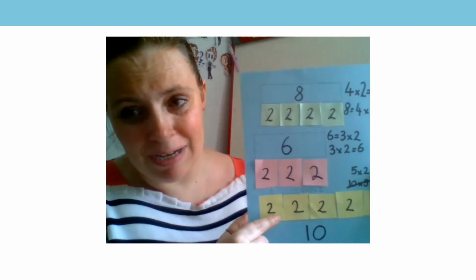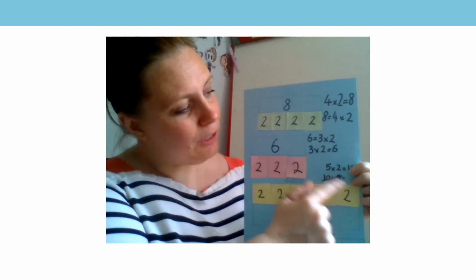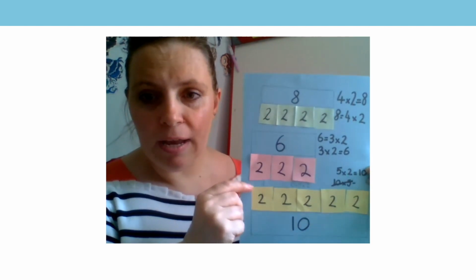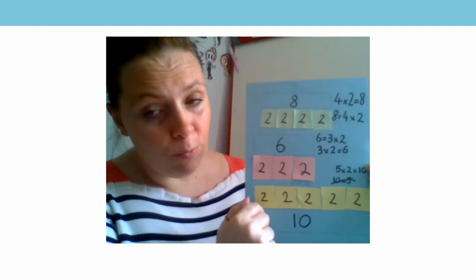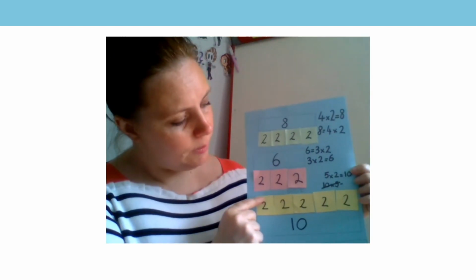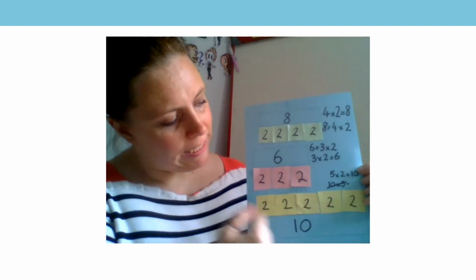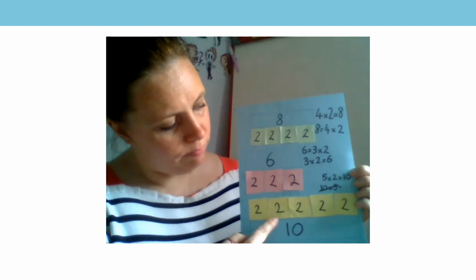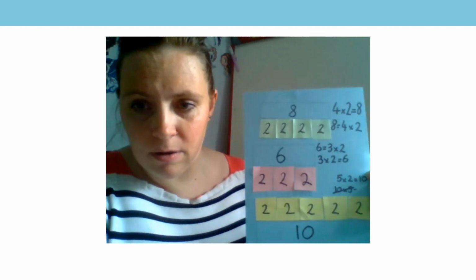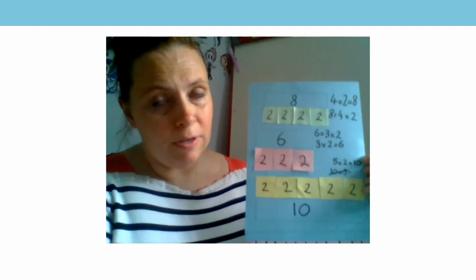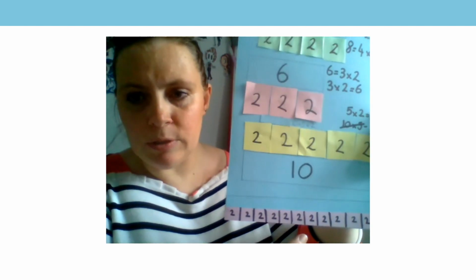I did get in a bit of a muddle here. I had to cross something out. But that just shows that I'm learning and that I knew what I'd done wrong, so I can correct it just there. Here, my product is 10. One of my factors is 2. See, all my groups are equal groups of 2. And I've got 5 groups.